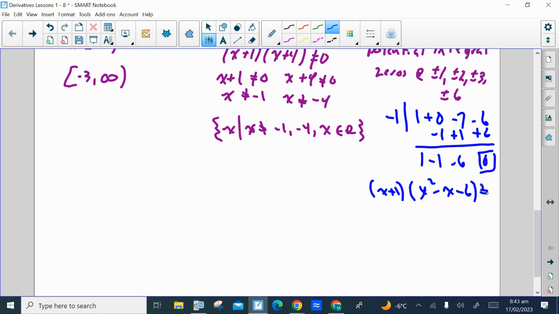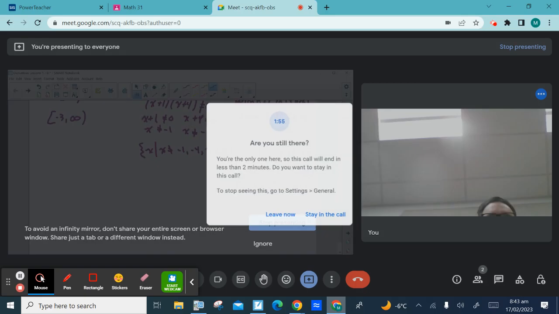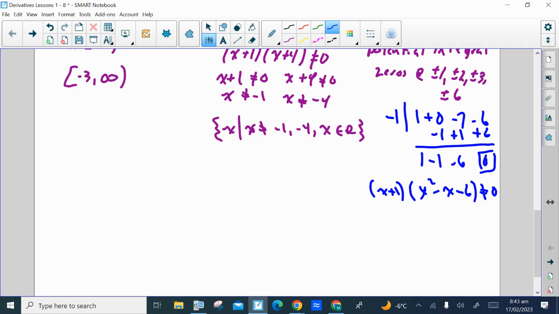And again, this cannot equal 0. And we can factor that quadratic. It'd be x minus 3, x plus 2. So we could set each factor and say it can't equal 0 and then solve for x, but I'm sure you can go straight to this next step, which just says x cannot equal -1, +3, or -2. Those are the three values that will give a denominator of 0.